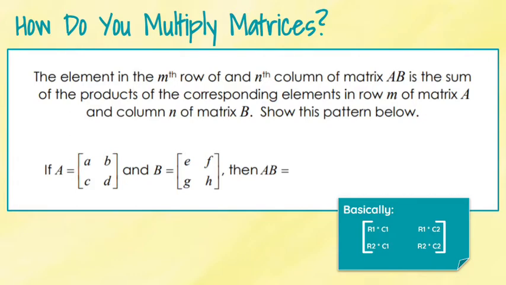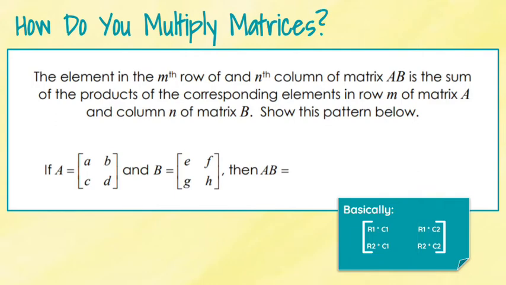Okay, so how do we actually multiply matrices? We're going to read through this and then we're going to try to put it in simpler terms. The element in the mth row and the nth column of matrix AB is the sum of the products of the corresponding elements in row m of matrix A and column n of matrix B. Show this pattern below.